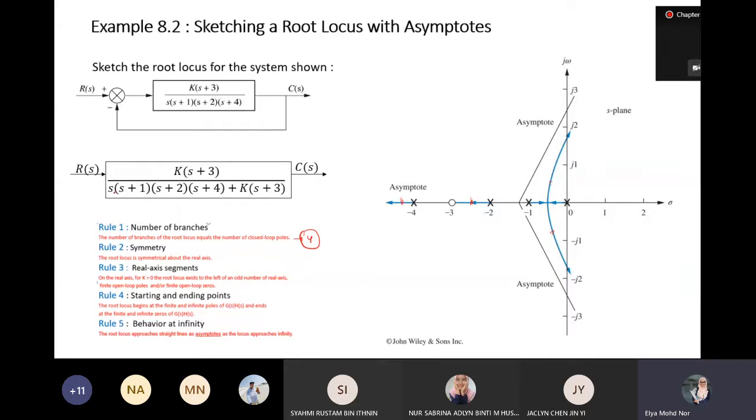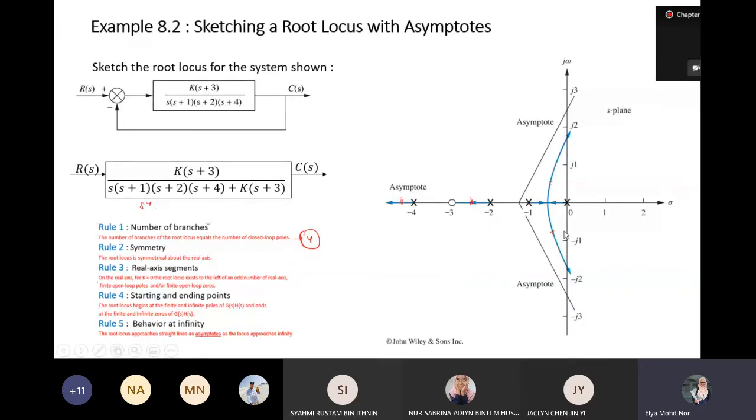Okay, so the closed loop poles are symmetrical. You see that this one is symmetrical between up and down. It is symmetrical, right? And then the real axis segment.